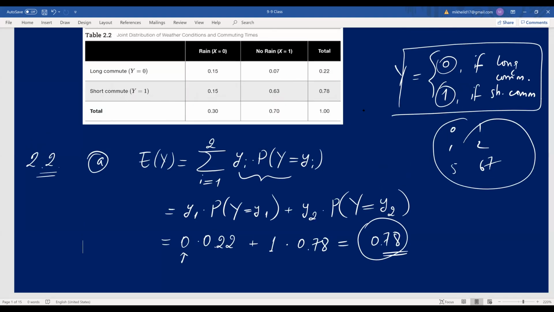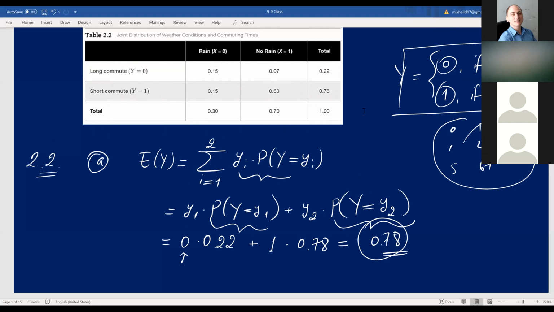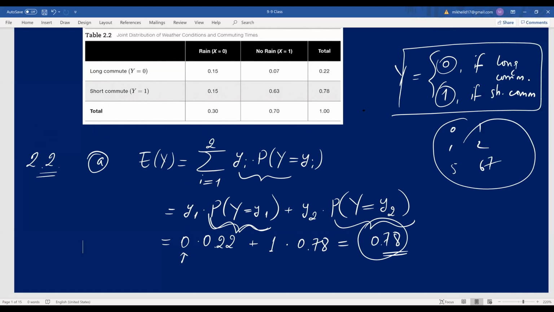So let me ask you, what are these probabilities called? Can you remind me? Is it marginal distribution? Those are marginal probabilities, right? Because this tells me the probability that y equals y1, which is I am taking a short commute, no matter whether it rains or not. I don't care about whether it rains or not. I'm simply interested in the probability of a short commute. And that is on the side. So I already said before that the probabilities that you have on the sides, except this one, are marginal probabilities, and inside you have joint probabilities. Based on these numbers, you can calculate conditional probabilities.